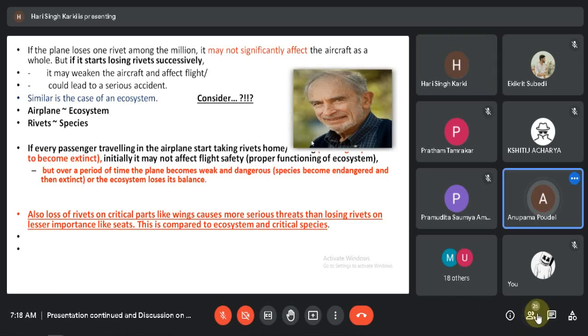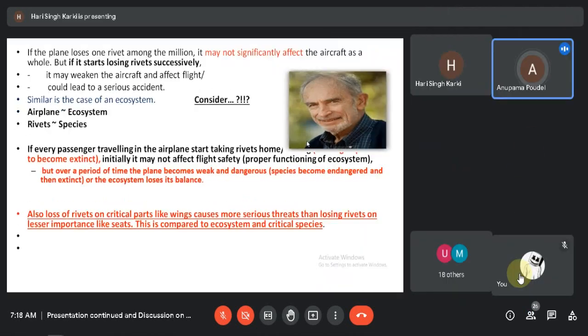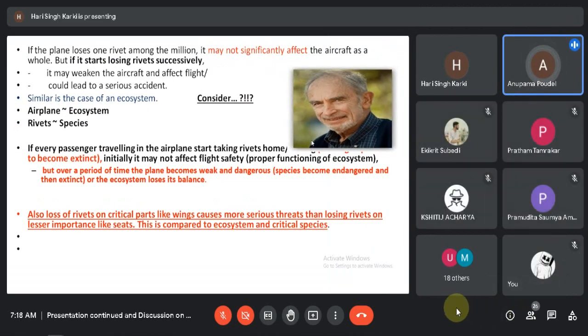If the plane loses one rivet among the millions, it may not significantly affect the aircraft as a whole, but if it starts losing rivets successively. So just to go through this concept, this person is Paul Ehrlich.